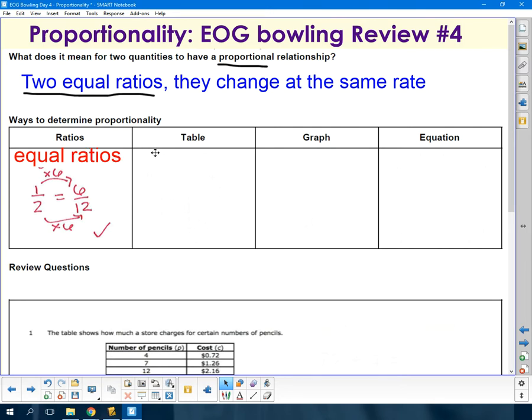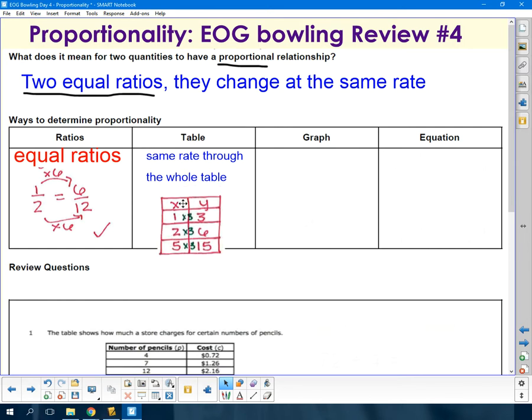Okay, the EOG and the homework might also ask you to look at a table. If I have the same rate throughout the whole table, it means that the table is proportional. For this example, if the X column is 1, 2, and 5, and the Y column is 3, 6, and 15, I can take X and multiply it by 3 to get each Y. 1 times 3 is 3, 2 times 3 is 6, and 5 times 3 is 15. That tells me that that table has a proportional relationship because it has the same rate all the way through the whole table.